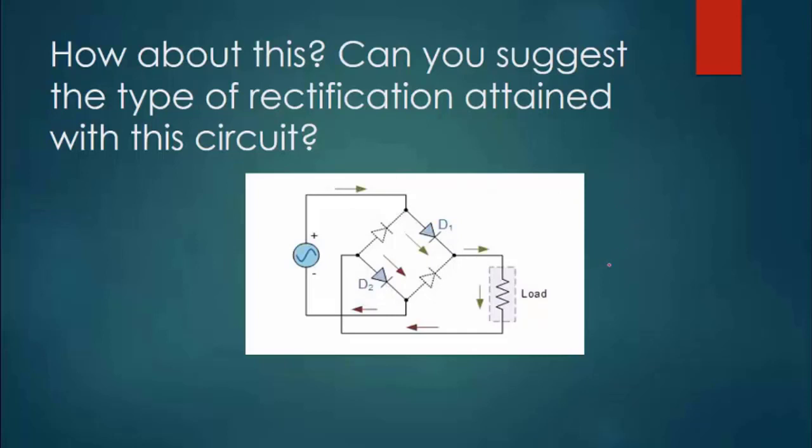You are supposed to know that this is going to give us full wave rectification. Full wave rectification. How? It's because in the first cycle I leave you to find out how the circuit can be used, but just know it is full wave. If you are able to show how this can be achieved, then you have understood the concept.